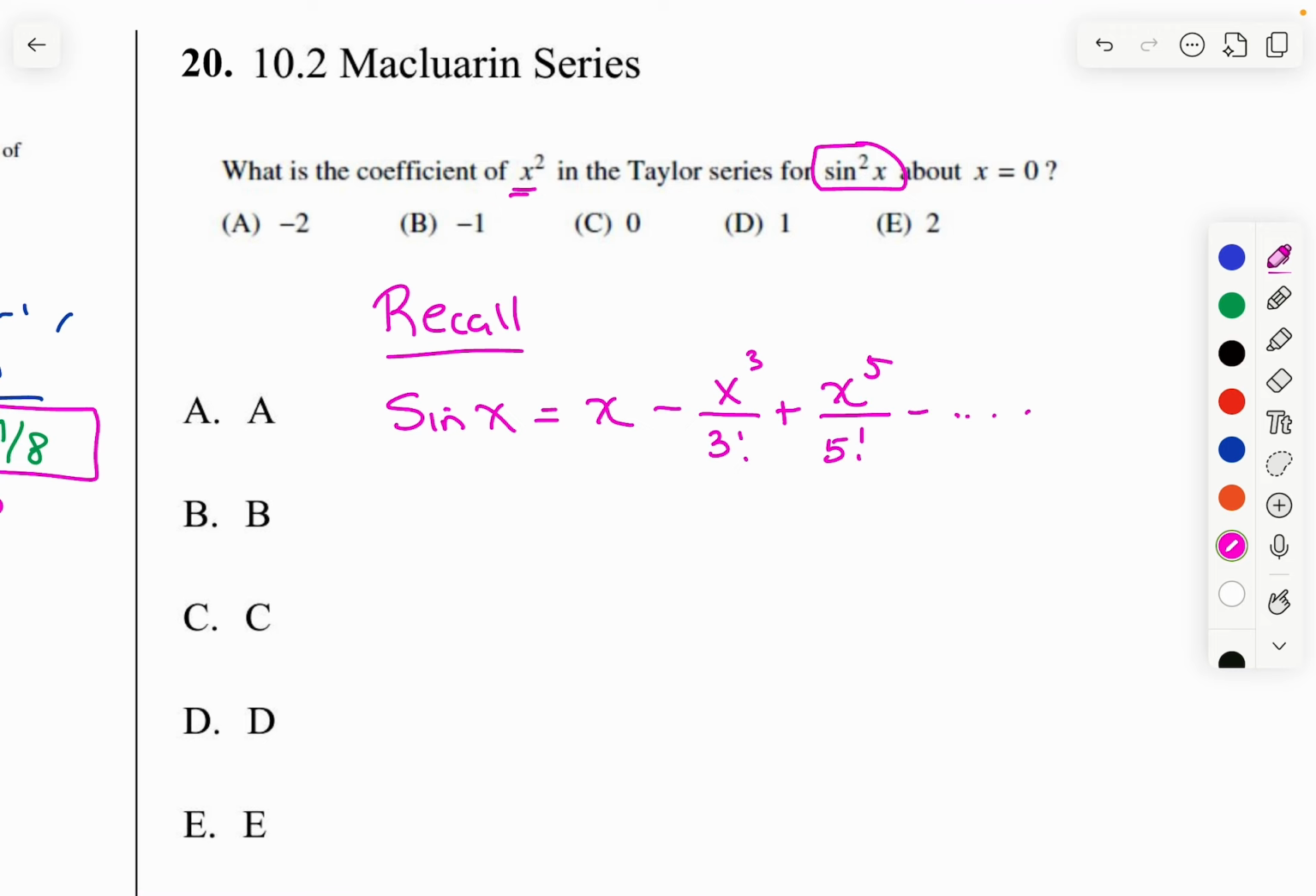Those are the first few terms. To keep the pattern going, you could write that. Now the thing is, we're squaring this, right? That's what we're asked for. You are totally welcome to do this, and this might look intimidating. How do you square an infinite series? The good news is we're not expected to do that. We're just expected to reason what the coefficient of x squared would be.